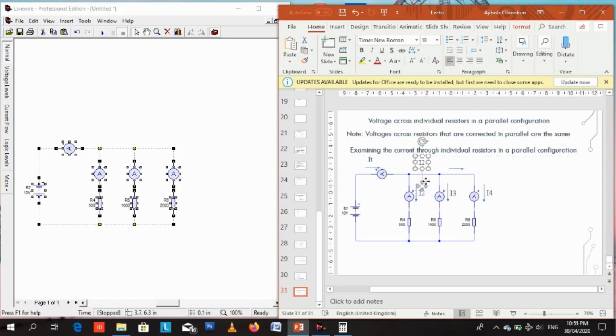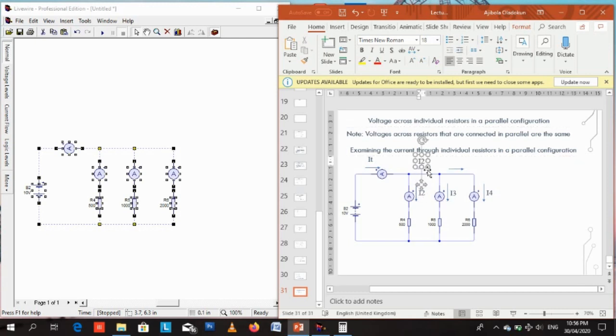Or rather, yeah, let me get this right. Let me move it to the right position. I3 plus I4.